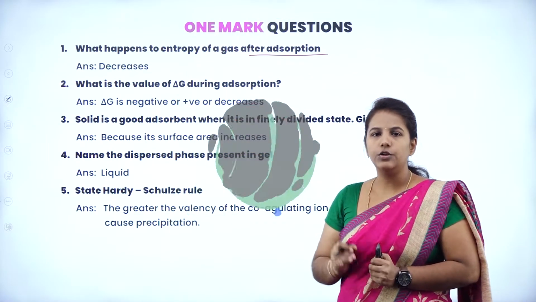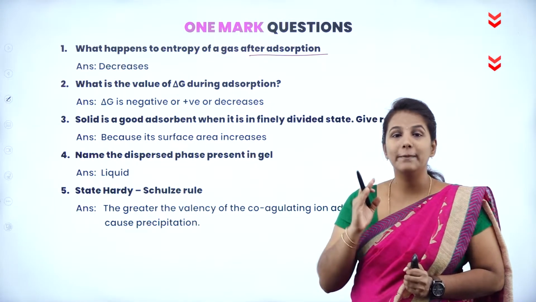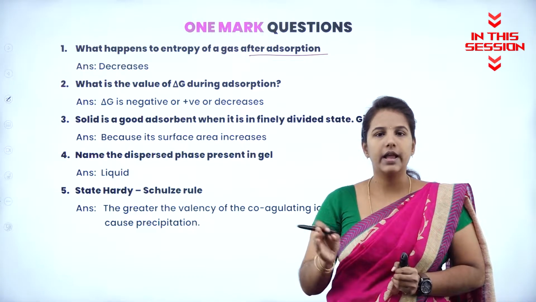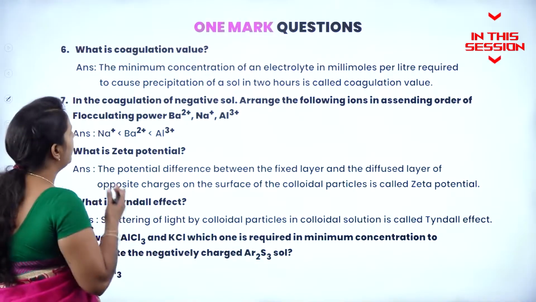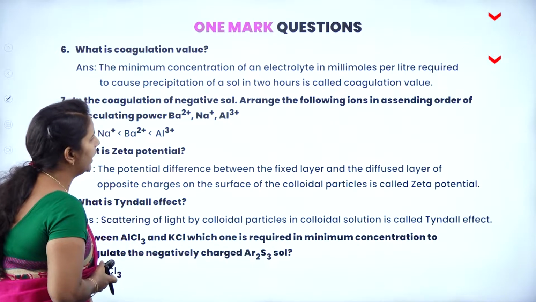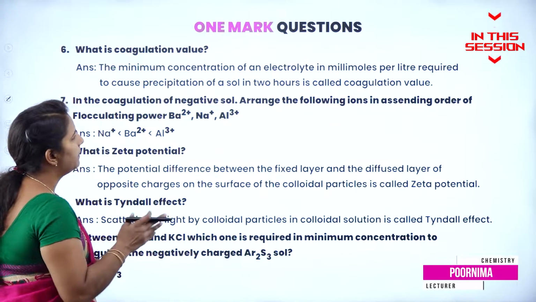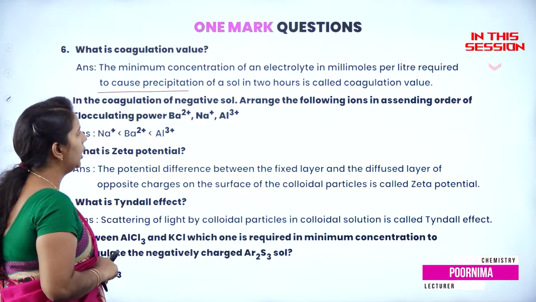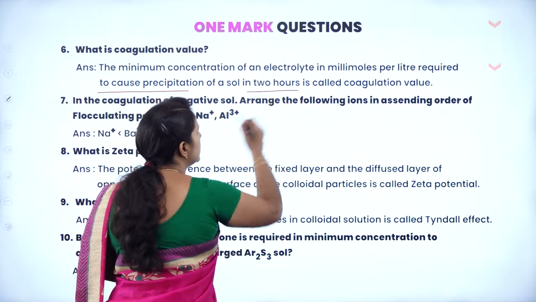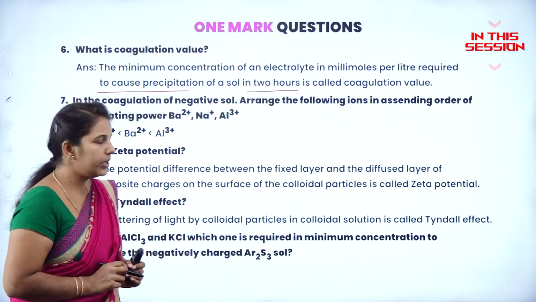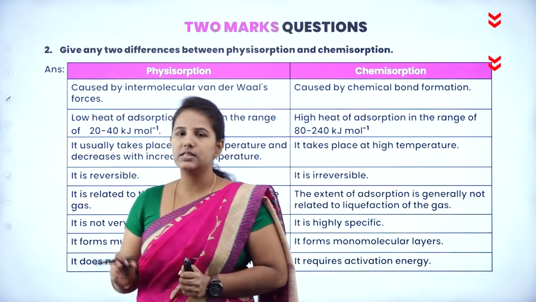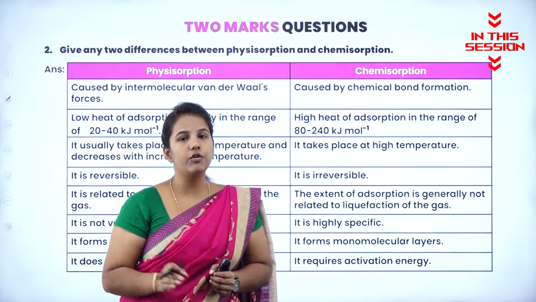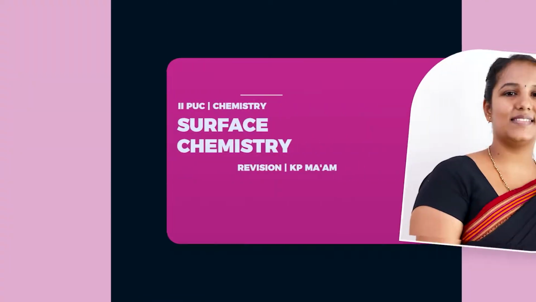In this unit, you need to remember one of the basic terminologies such as absorption, adsorption and the surface phenomena. The minimum concentration of an electrolyte in millimoles per liter required to cause a precipitation of a salt in 2 hours is called as what? Coagulation value. So physisorption is nothing but physical adsorption, whereas chemisorption is nothing but what? Chemical adsorption.